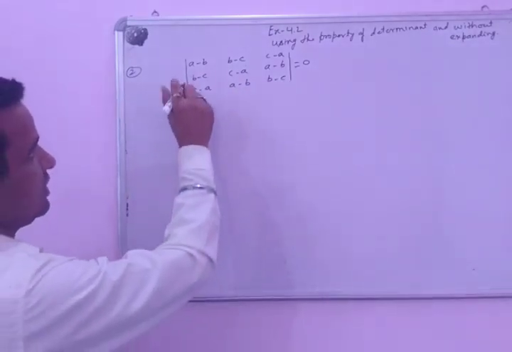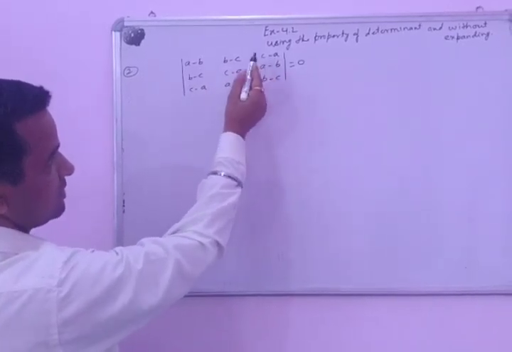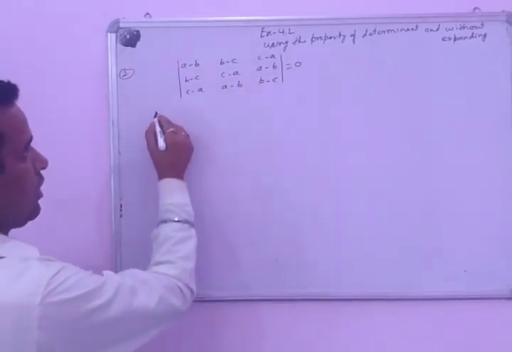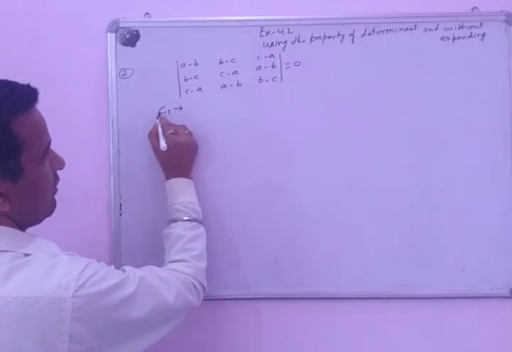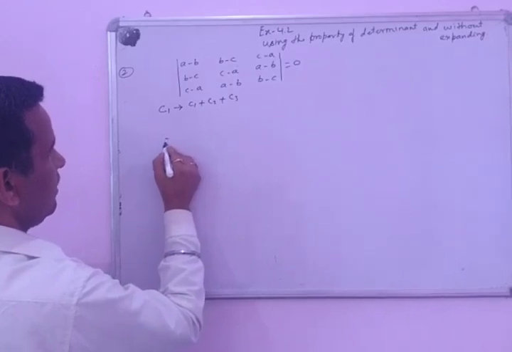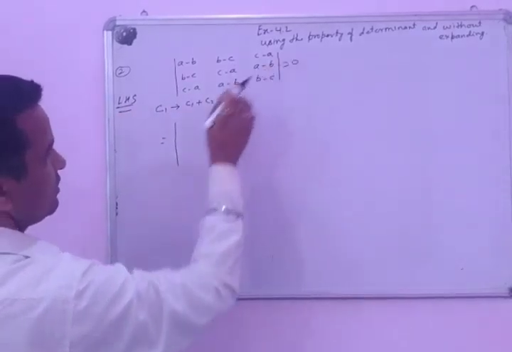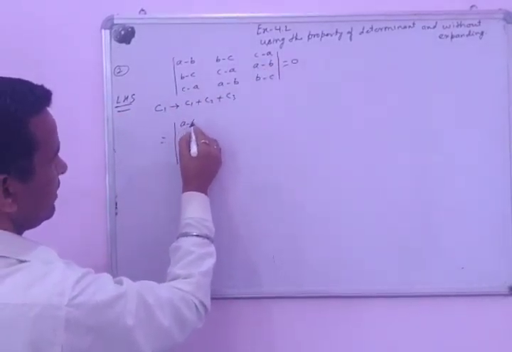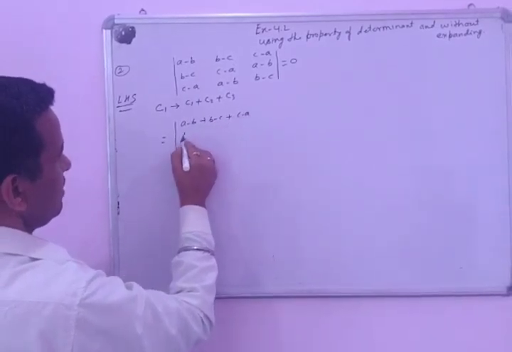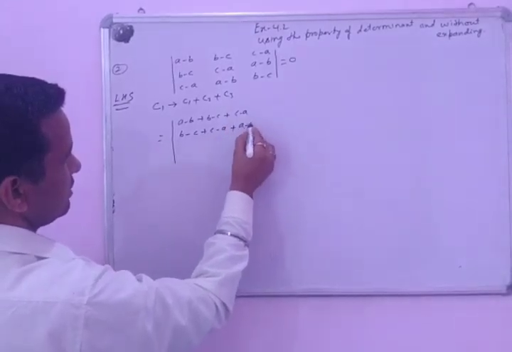So now suppose we have a minus b, b minus c and c minus a. Suppose you add C1, C2, C3, then we get 0. So now I will write in C1: C1 plus C2 plus C3. In this way, this is the LHS part, and the RHS will become 0. So the first column entries: a minus b plus b minus c plus c minus a. Similarly here, b minus c plus c minus a plus a minus b.